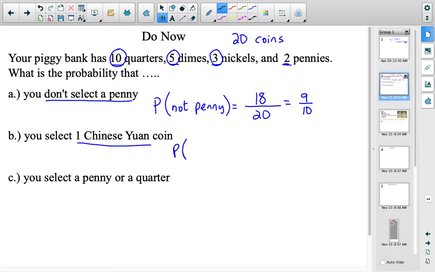Select 1 Chinese yuan. So what's the probability of selecting a yuan? That's the currency of China. Well, there aren't any of them in there. So there's no yuans in there. I do have 20 coins, but that's obviously 0.